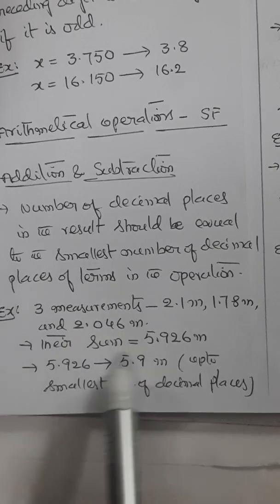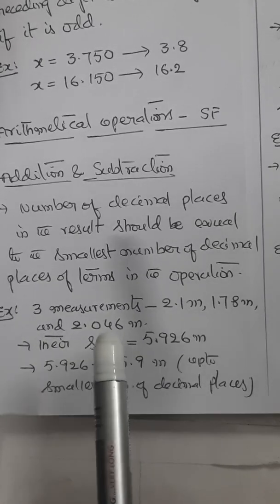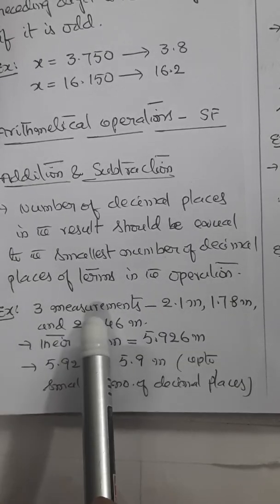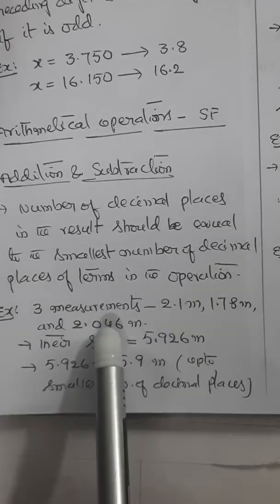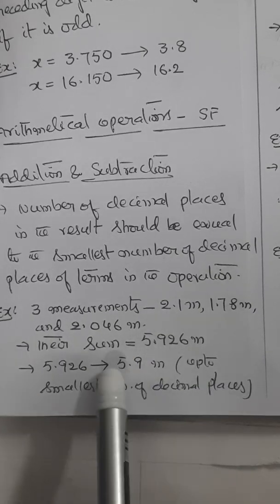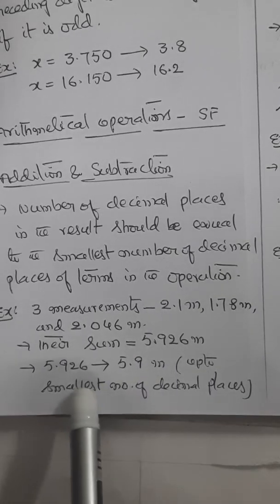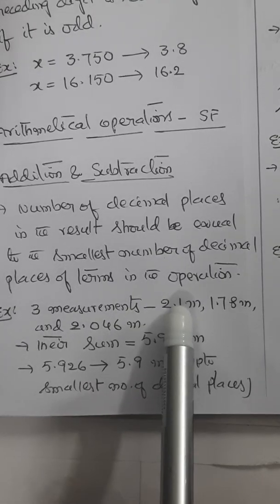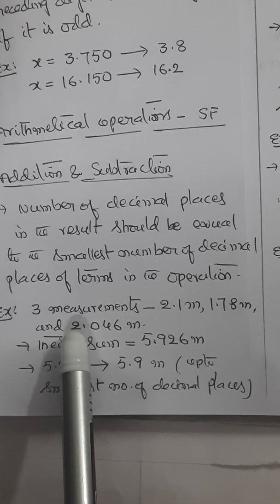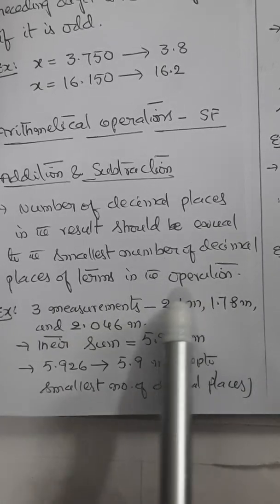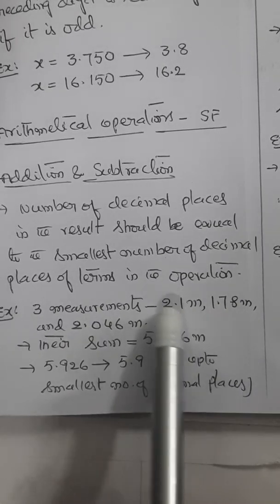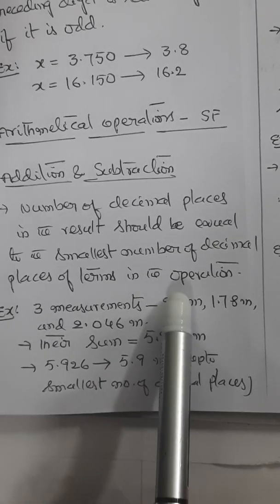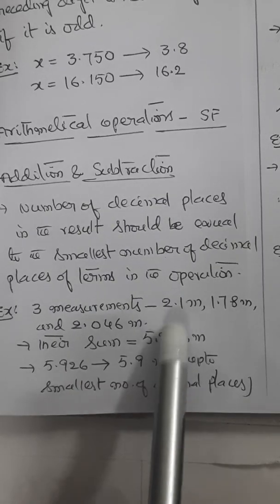Before that, let me take up yet another example in continuation to this to get a clear idea. Here we have taken 3 measurements, each with a different number of decimal places. Take up the sum and round off. When rounded off, it is up to the smallest number of decimal places. Is it not? This is equal to the smallest number of decimal places in the terms of the operation. Among the terms of the operation, the smallest number of decimal places is this only. So this ultimate result is equal to this, and the rule is exactly applied here.